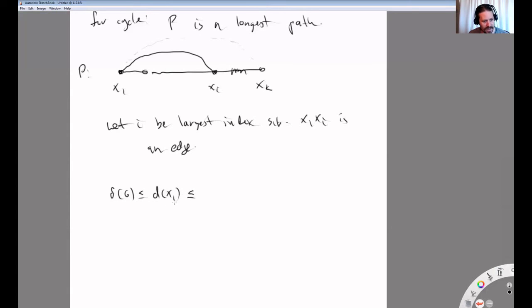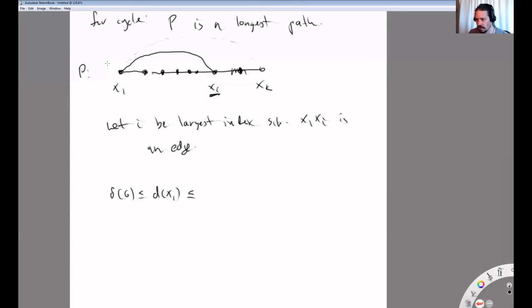The degree of x1, though, is bounded above by what? x1's neighbors are all restricted to this piece here. They can only go to the vertices inside of this guy here by the definition of this one, right? That I was the largest I for which there's an edge here. So if there was an edge going to like here, then the I would be bigger, right? So all the edges coming out of x1 either go to these vertices or they could go out, but if they go out, it's a longer path.